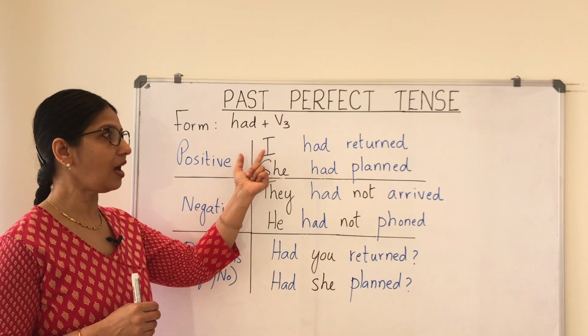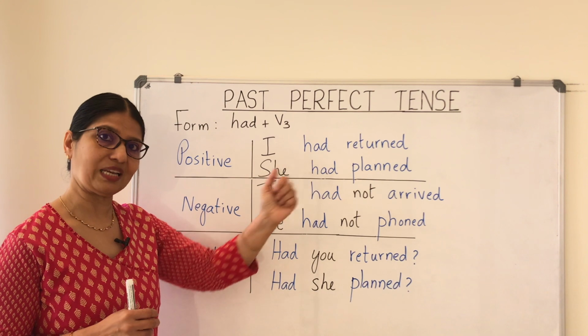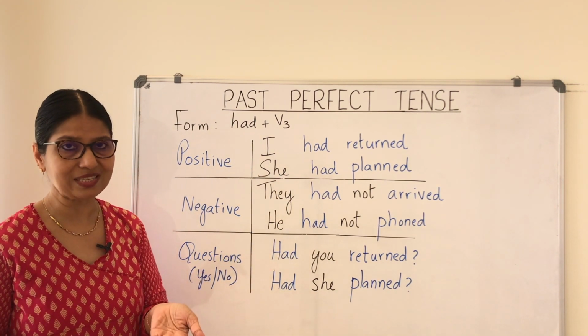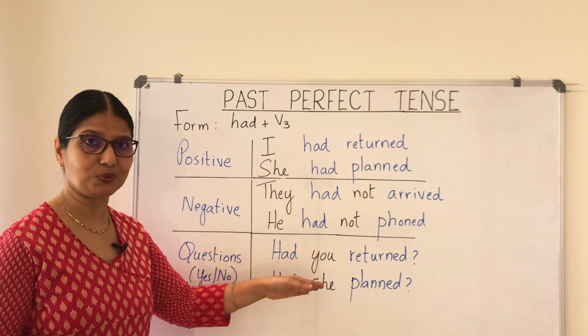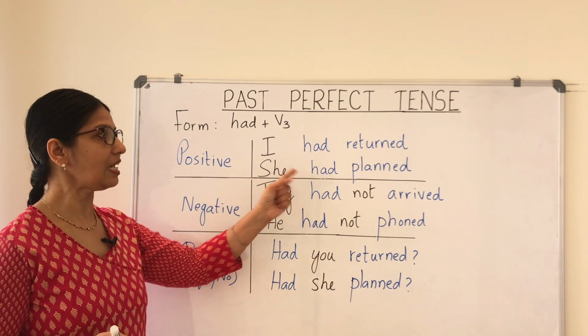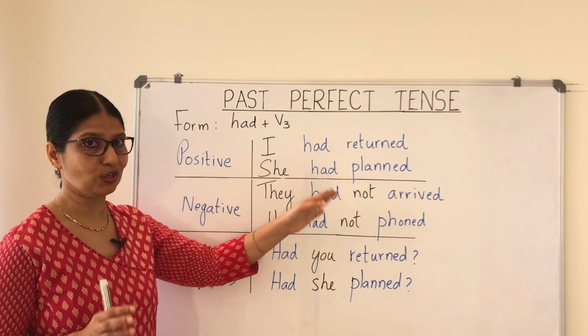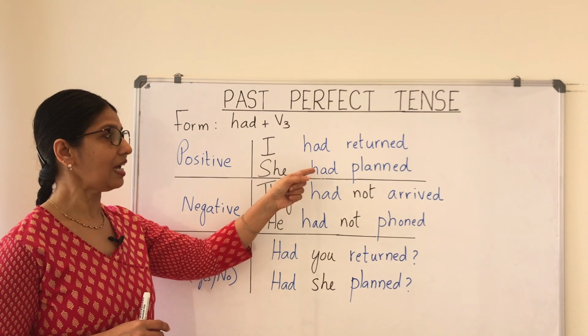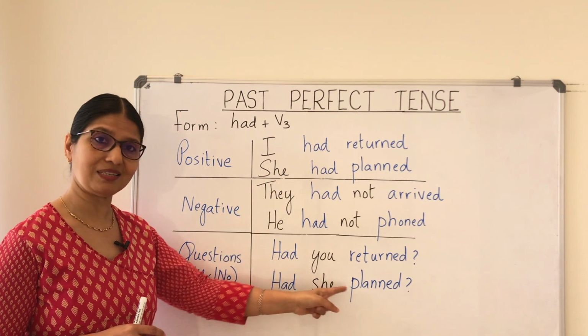So here it is, I had returned, and a question will be, had you returned? You know that when I ask a question, I will be changed to you. So you have had you returned. Here it is, she had planned. So in order to make the question, I exchange these two words. So I have had she planned.